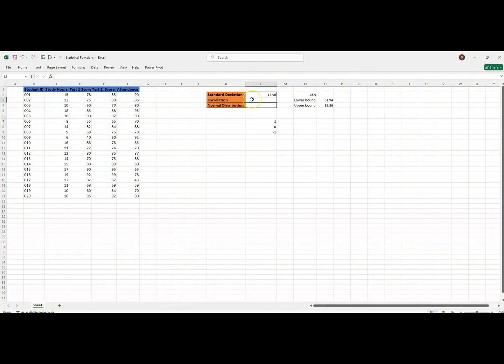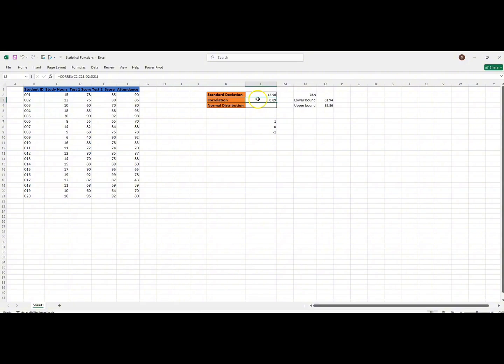We want to use the function CORREL, because to get correlation you use the function CORREL. You can see it returns the correlation coefficient between two data sets. I'll double click on this, and the first argument is array 1, the first variable you're working with, comma, and the next argument, array 2, is the second variable. The two variables involved are the study hours and the test score. I want to see how the study hours affect the test 1 score. I'll hit enter.